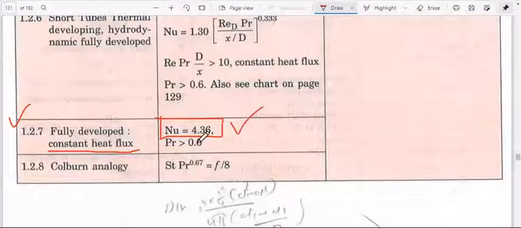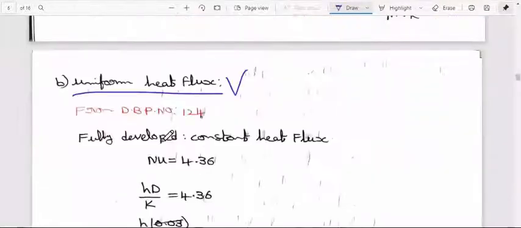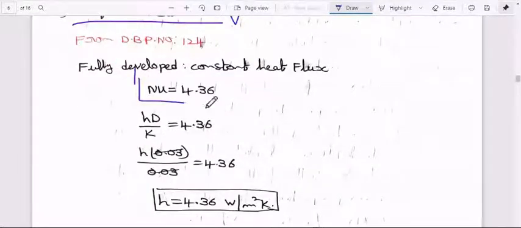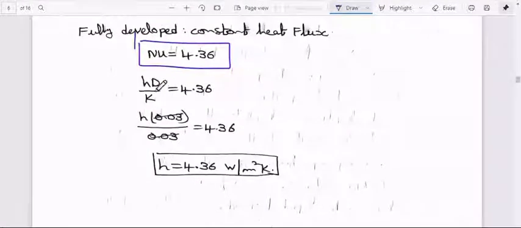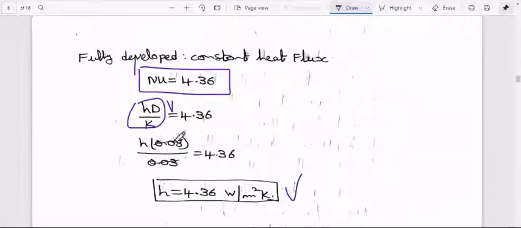Nu is equal to 4.36. So here, Nu equal to 4.36. So what is the Nu value? Nu equal to hD by k. We need to substitute the D value and k value like this. So here, h equal to 4.36 watt per meter square Kelvin.